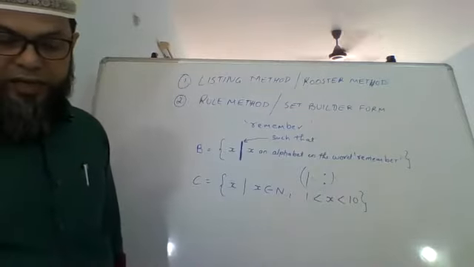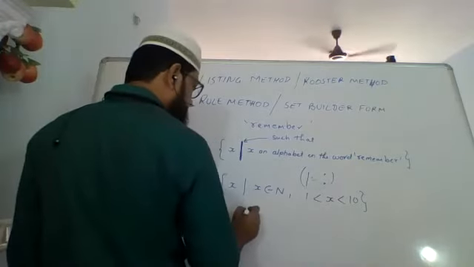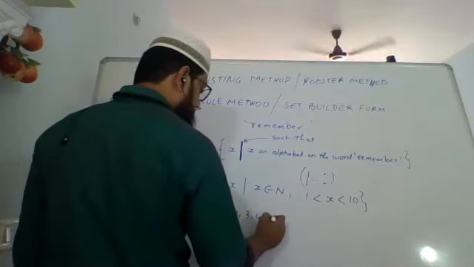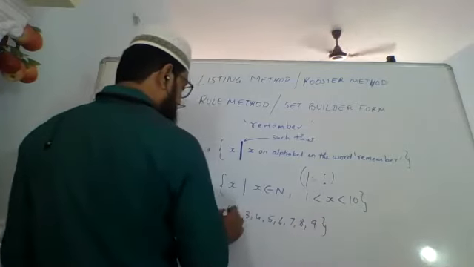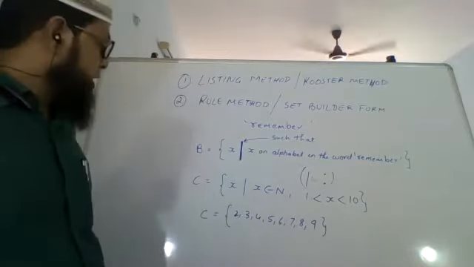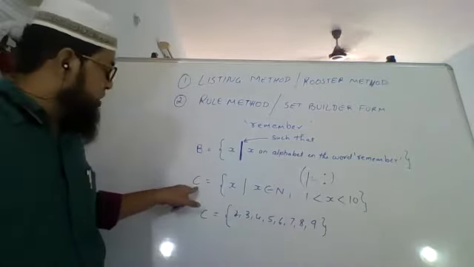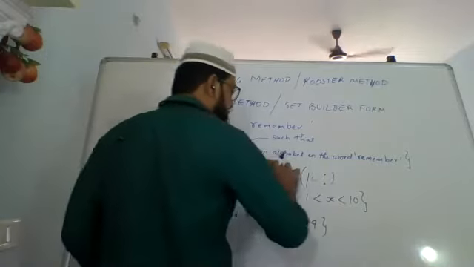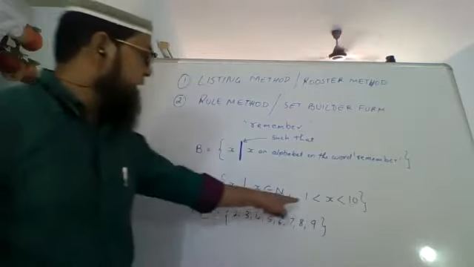That means it is a set of numbers. This is basically writing as 2, comma, in the roster form or listing method, C would be written as 2, 3, 4, 5, 6, 7, 8, 9. In this form, set builder form, the same thing will be written as C is a set of all X such that X belongs to natural numbers and X lies between 1 and 10.